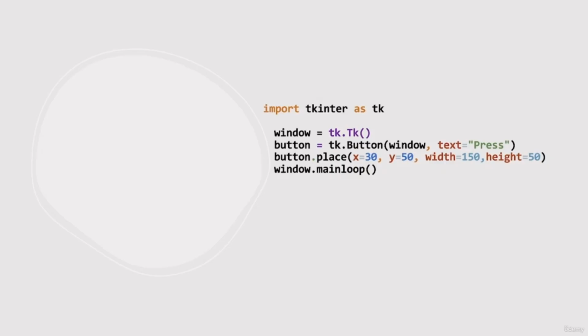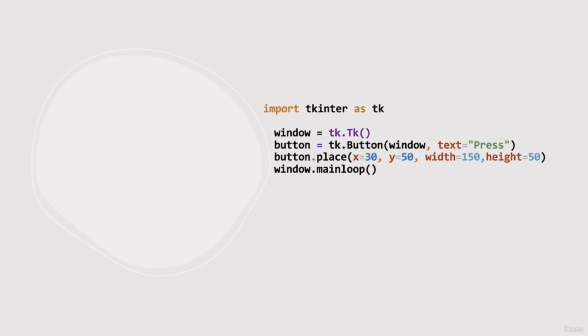Now I will discuss the place method in more detail. The first two arguments are mandatory, while the other two are optional. The X keyword argument describes the position of the button in horizontal position, while the Y argument in vertical. While the width and height arguments are self-explanatory.